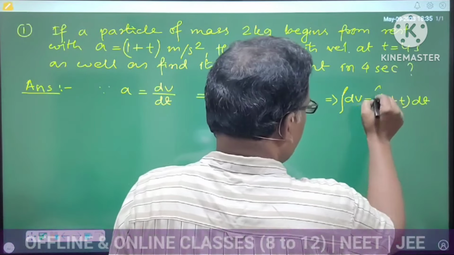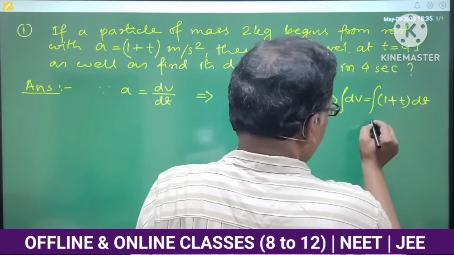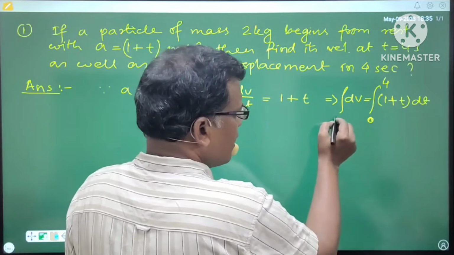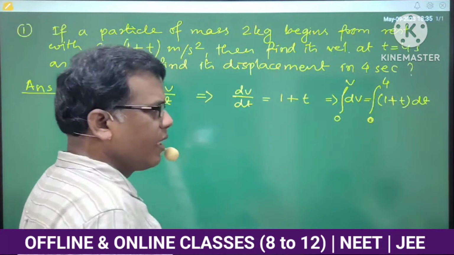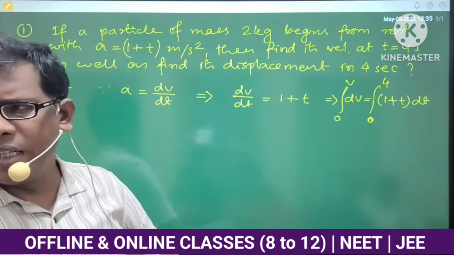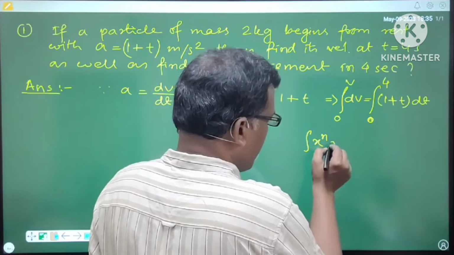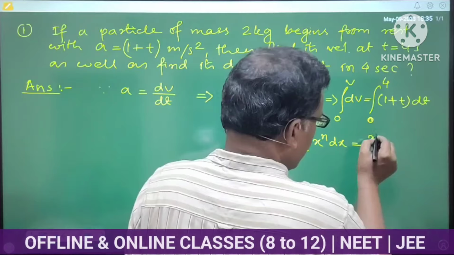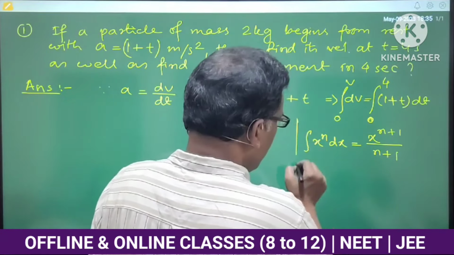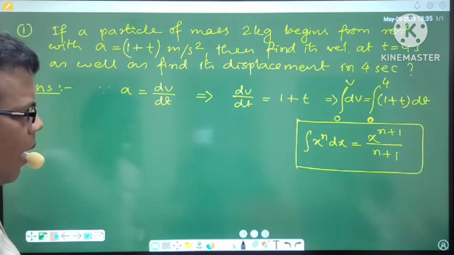Now I will integrate this expression. My starting time is 0 and required instant is 4 seconds. Initial velocity I know 0, final is unknown, that I need to know, right? What did I teach you about the integration? The basic formula of integration is x to the power n dx. That answer will be x to the power n plus 1 by n plus 1. Yes or no? আমাকে বলো এটা, এই ফর্মুলাটা বলেছিলাম, right? So we will apply this formula.